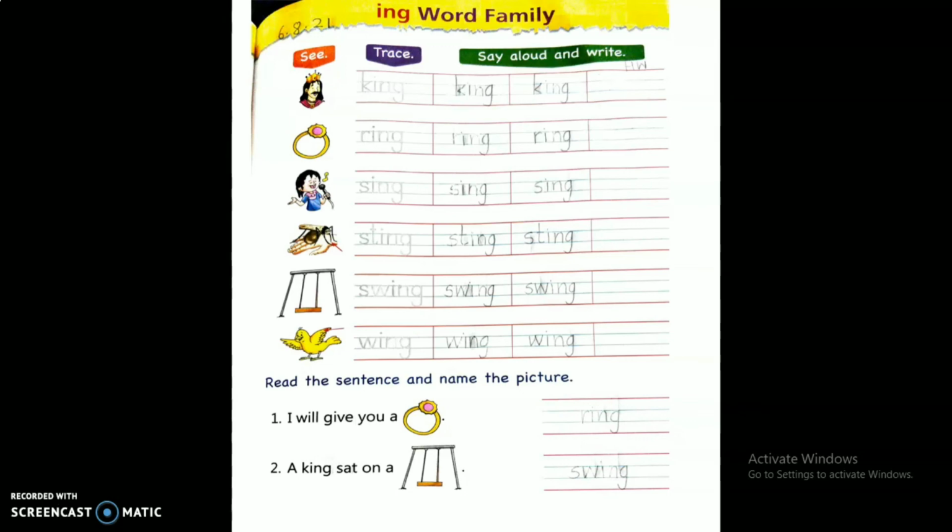Read the sentence and name the picture. I will give you a ring. A king sat on a swing. We are not going to write this word in the notebook. So do practice reading in the workbook.